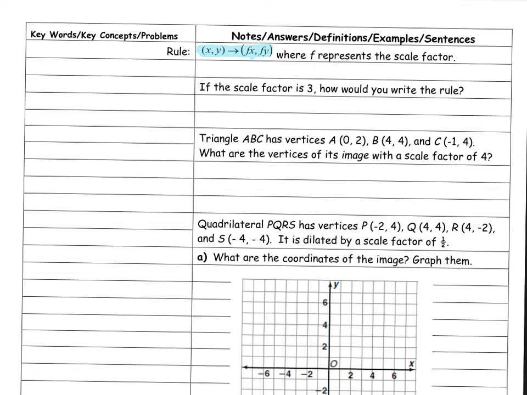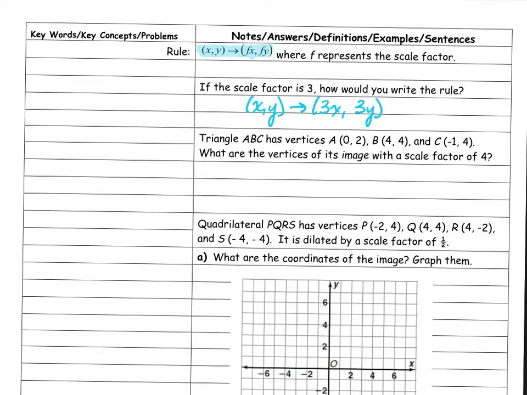So if the scale factor is 3, how would I write the rule? Well, the rule would be XY goes to, remember I always have to have that part, XY goes to 3X, 3Y. So I take X and I multiply by 3, and I take Y and I multiply by 3. Not too bad, right? Okay, so the next problem says triangle ABC has vertices A (0, 2), B (4, 4), and C (-1, 4). What are the vertices of the image with a scale factor of 4?